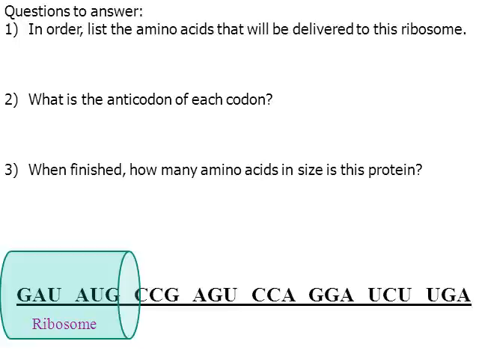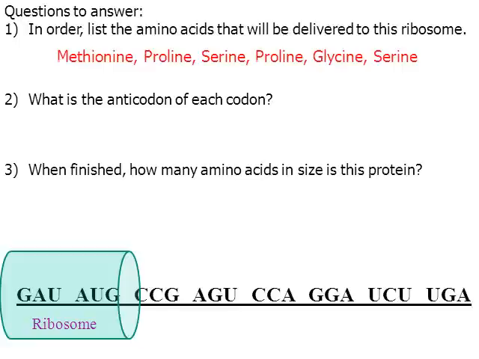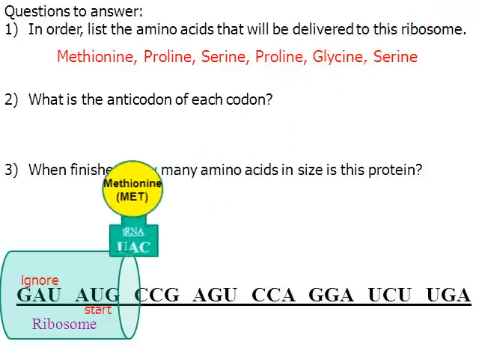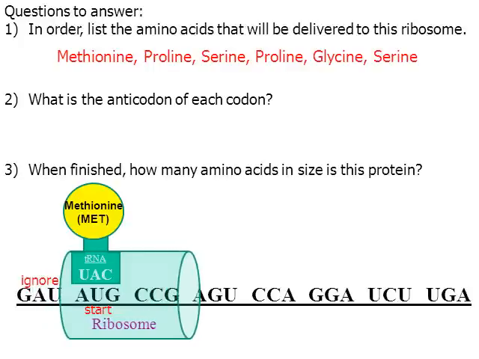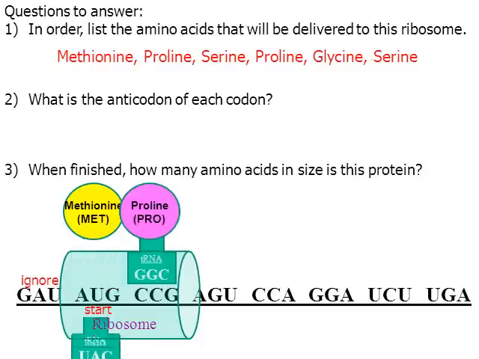So the answer to number 1, list the amino acids that will be delivered to this ribosome. There they are, methionine, and then proline, and then serine, and then proline again, and then glycine, and then serine again. Let me explain. That first codon is a GAU. The ribosome will ignore that. AUG is the start codon. tRNA will deliver methionine. The ribosome simply moves down a notch and comes to CCG. CCG is the code for the amino acid proline, so proline is delivered.